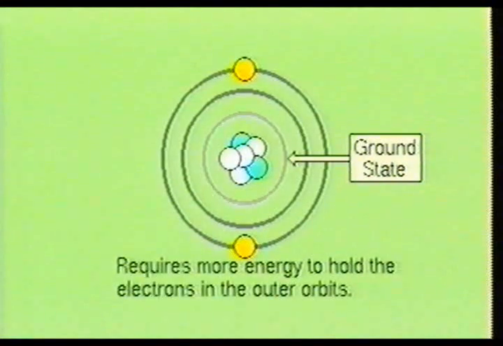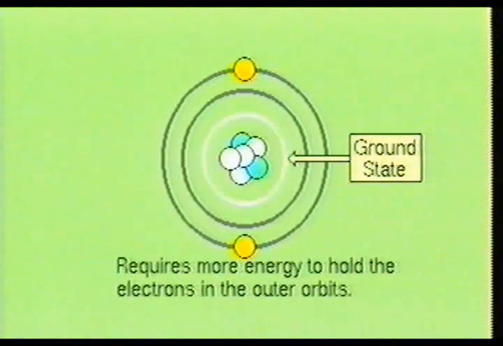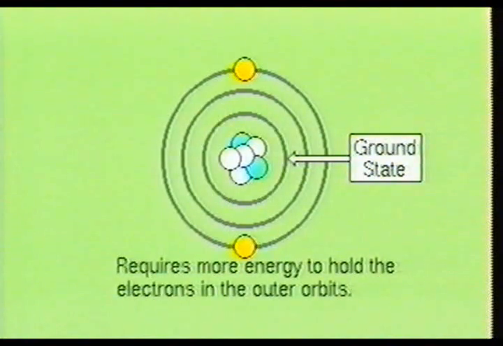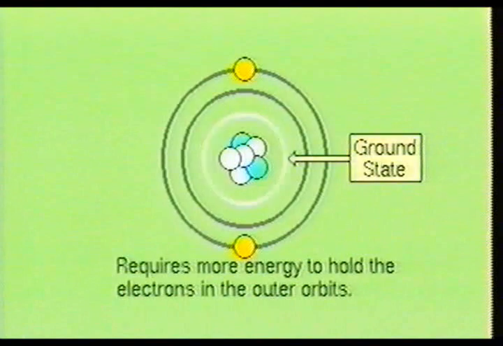A certain amount of energy, which is strictly defined by nature, is required to hold an electron in its orbiting shell. The further away the electron is from the nucleus, the more energy it requires to hold this electron in its orbit. In its lowest natural orbit, the electron is said to be in its ground state.